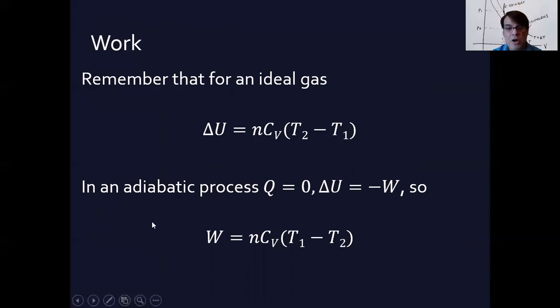Okay, so here's our first formula that I think is one of the main takeaways from this section. The work done in an adiabatic process is the number of moles that we're talking about times the molar heat capacity at constant volume. That's a constant, right? You can look it up. Times the beginning temperature minus the final temperature. And so that will tell you the total amount of work done for an ideal gas in an adiabatic process. That, I think, is the number one thing to take away from this section: this formula right here.